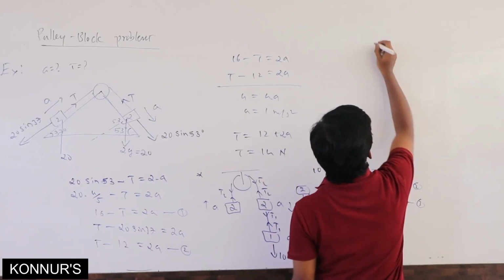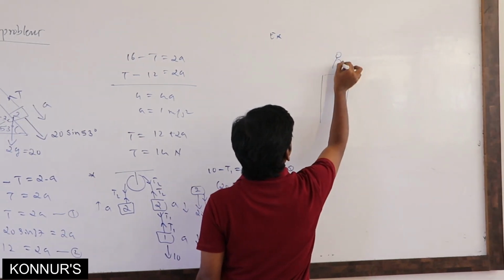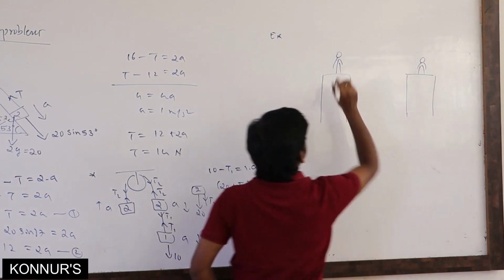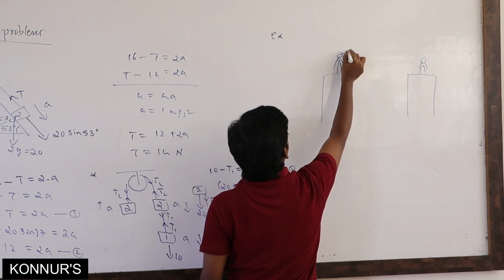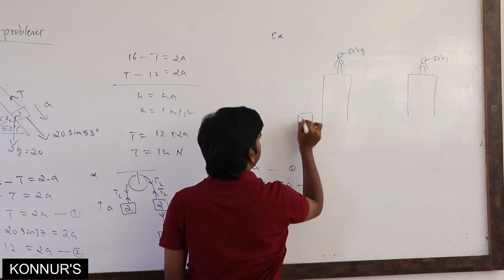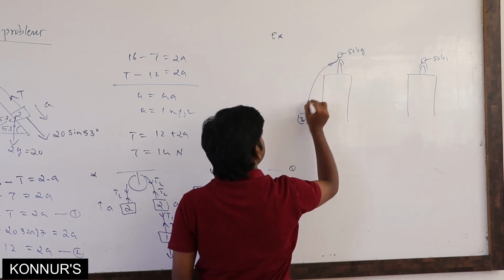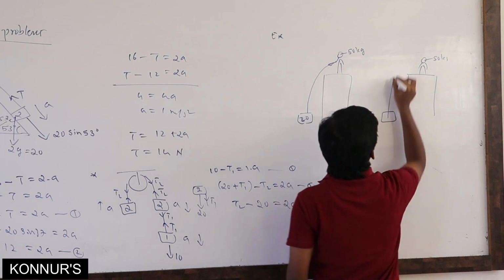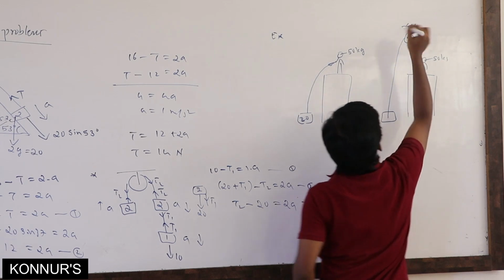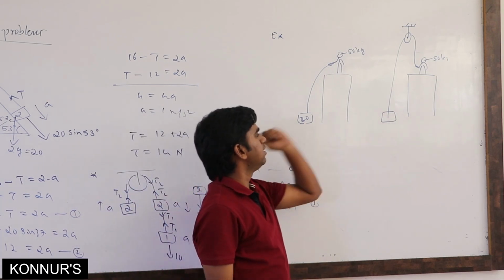Or suppose you have two situations. A person is standing on this. Okay, the same person is standing here also. His mass is say 50 kg. He wants to lift a mass of 20 kg. So here he is lifting like this. Here he used some technique and he is lifting like this. Okay. So which option is better for him, to lift like this or to lift like this?